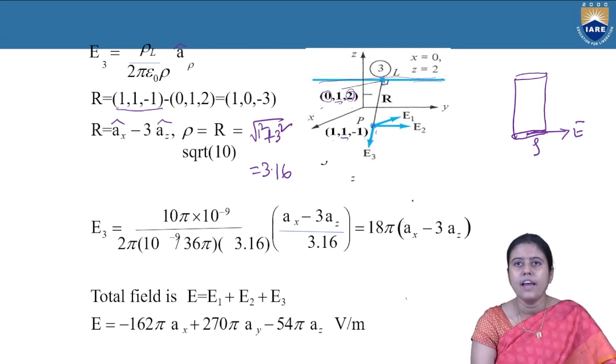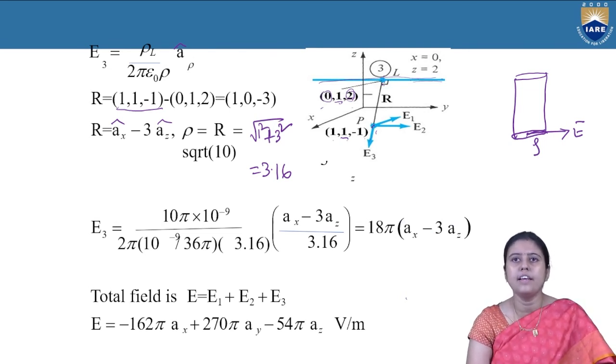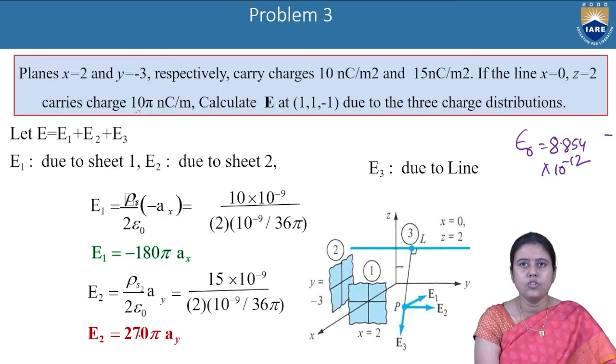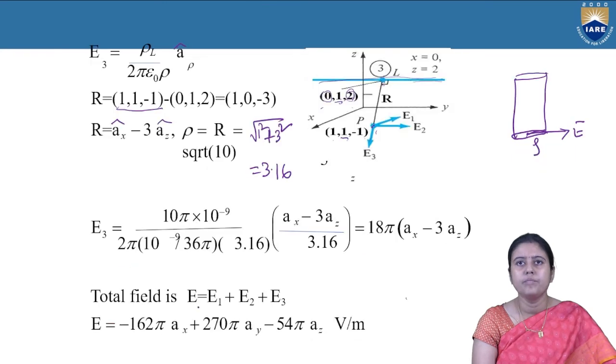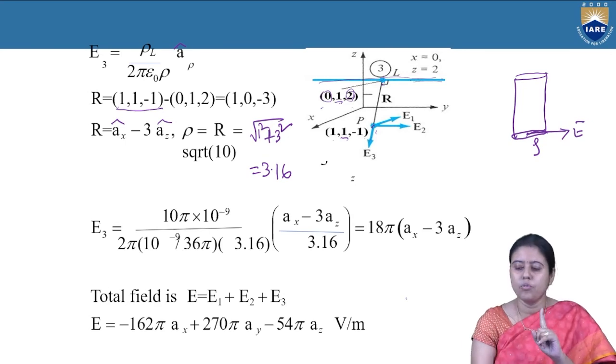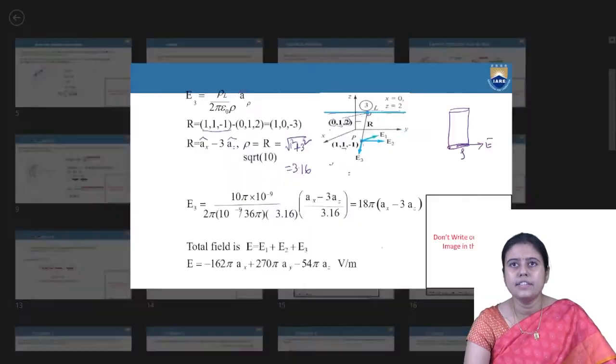So what is E? As I defined earlier, E is equal to E1 we got plus E2 we got plus E3. So what is the step? The first step, we have to calculate the intensity.